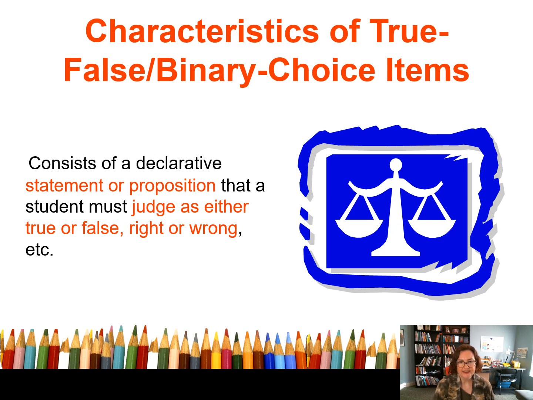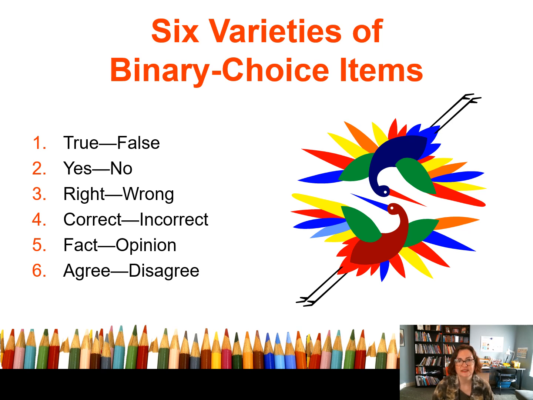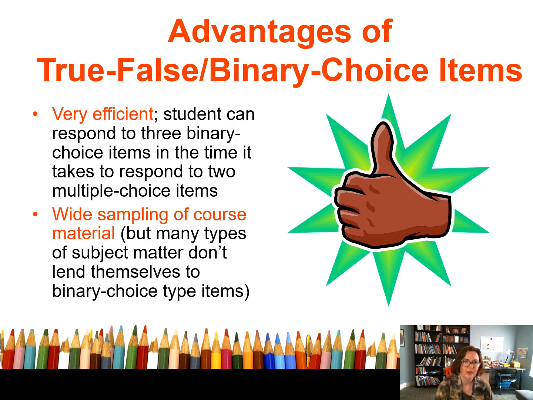When you're doing true-false items, they have declarative statements or propositions that students have to judge as either right, true, false, right, or wrong. So there's 6 different varieties at least of binary choice items. True, false, yes, no, right, wrong, correct, incorrect, fact, opinion, agree, disagree. They're very efficient. A student can respond to 3 binary choice items in the time it takes to respond to 2 multiple choice items. You can do a wide sampling of course material, but lots of subject matter doesn't lend itself to binary choice items.